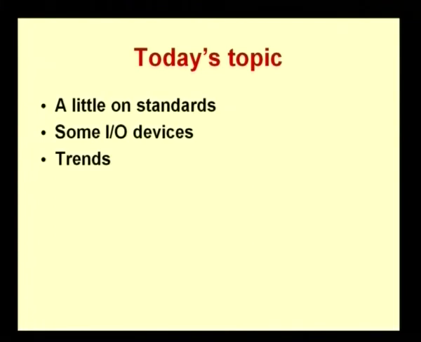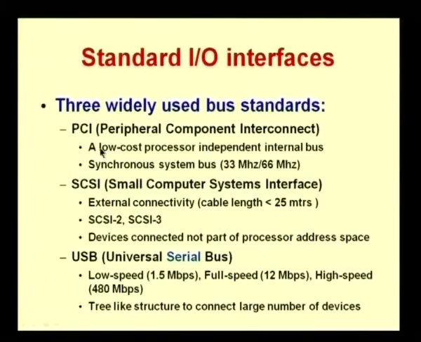So what we will be looking at in today's lecture is a little bit on some I/O standards. We will also look at some I/O devices and some trends with respect to I/O devices. When we talk of standard I/O interfaces, there are three widely used bus standards that we normally hear about. One is the PCI, the Peripheral Component Interconnect Bus. Second is the SCSI bus, the Small Computer Systems Interface Bus, and then we have the USB, the Universal Serial Bus. I am sure that most of you would have heard of the USB, even if you have not really heard of the PCI and the SCSI.